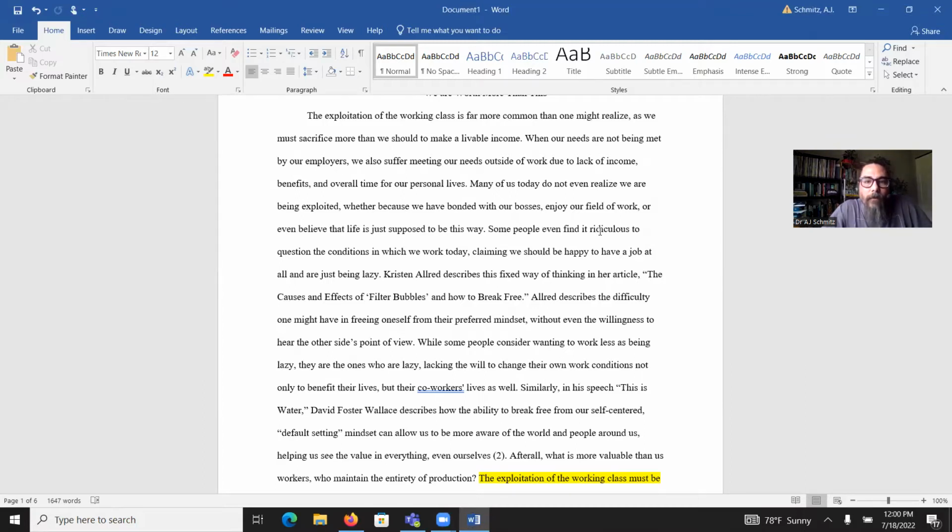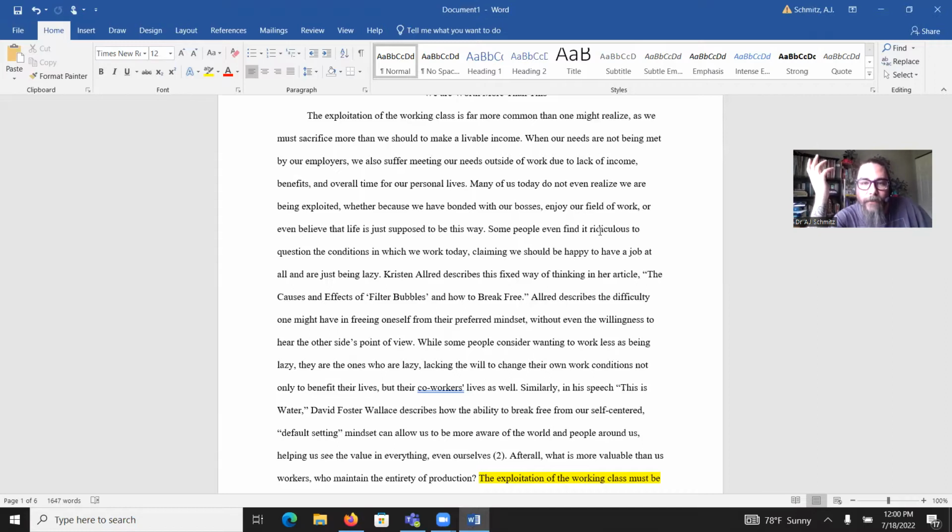Many of us today do not realize we are being exploited, whether because we have bonded with our bosses, enjoy our field of work, or even believe that life is just supposed to be this way. Again, a great compound sentence, nice and musical. It allows an idea to breathe and to be reinforced by each clause after it.